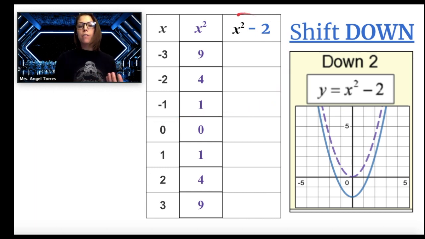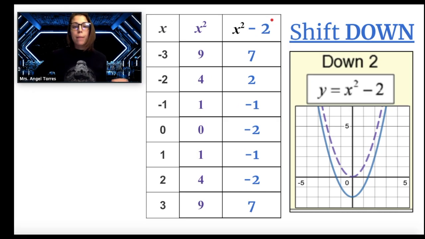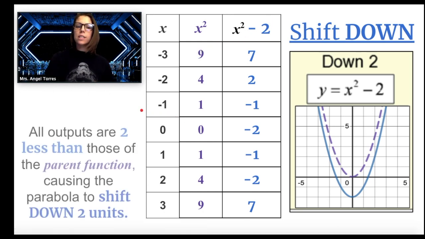What about if it shifts in the other direction? So here we have a function of x squared minus 2. Go ahead and fill in this table now. Great job. It's as simple as subtracting 2 from each of your outputs. So what change does this apply? Well, all of our outputs are 2 less than the original outputs in the parent function.